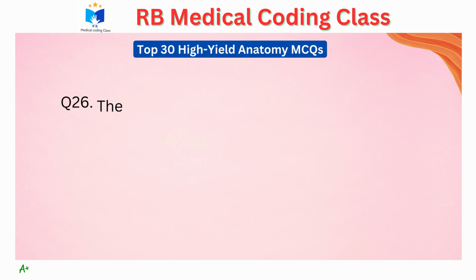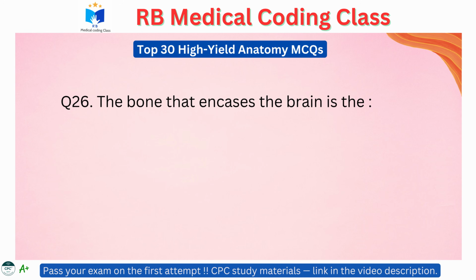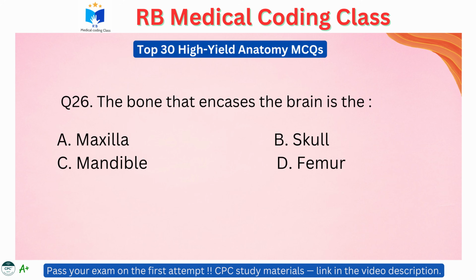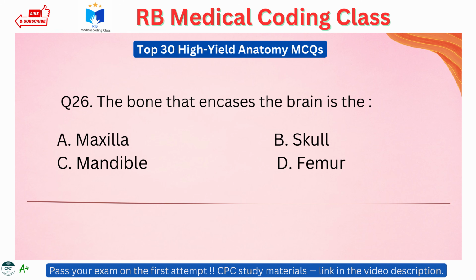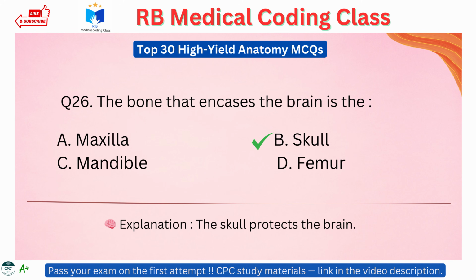Question 26. The bone that encases the brain is the A. Maxilla. B. Skull. C. Mandible. D. Femur. Answer. B. Skull. Explanation. The skull protects the brain.